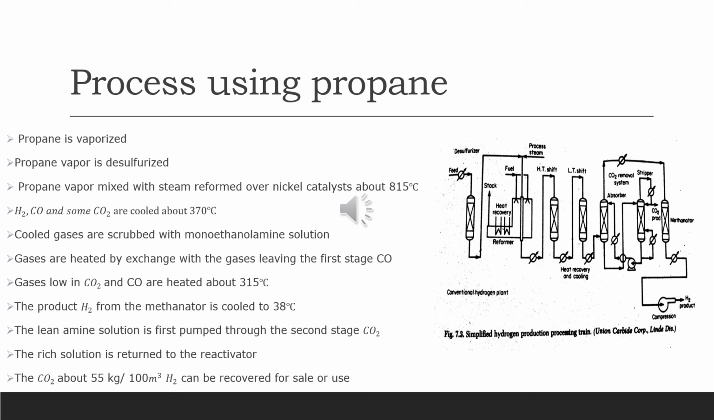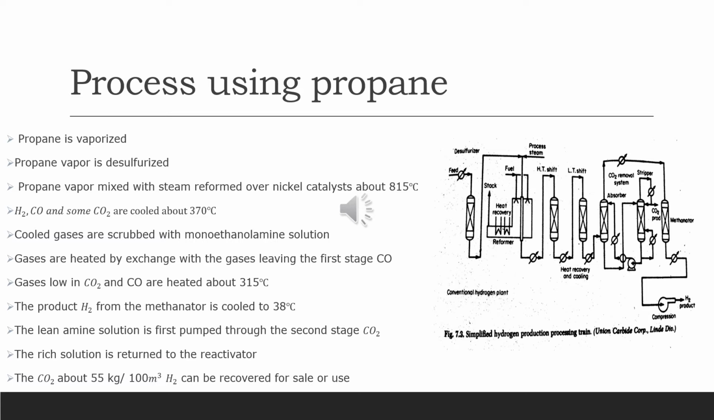First, the propane is vaporized by steam. Next, the propane vapor is desulfurized by contact with activated carbon to prevent the deactivation of the catalyst. Next, the propane vapor mixed with steam is reformed over a nickel catalyst at about 815 degrees Celsius in alloy tubes in a combustion furnace. This is to furnish the heat for this endothermic reaction.